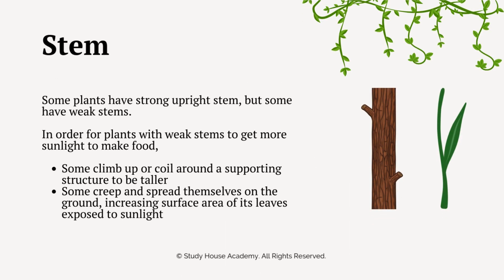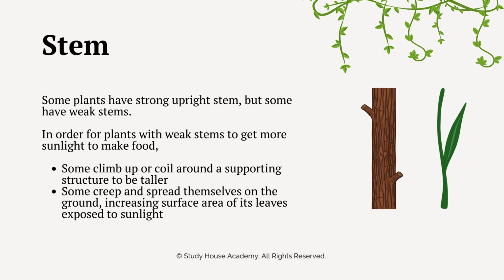Some plants have strong upright stems, but some have weak stems. In order for plants with weak stems to get more sunlight to make food, some will climb up or coil around a supporting structure to be taller. Some plants will also creep and spread themselves on the ground, increasing the surface area of their leaves exposed to sunlight.